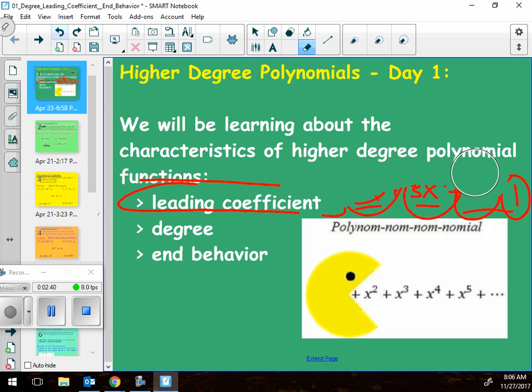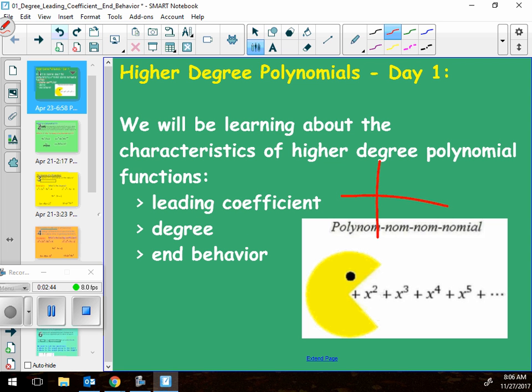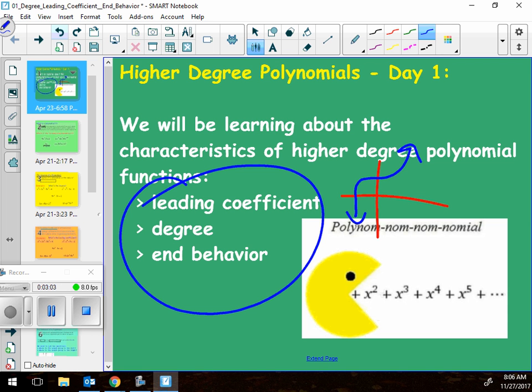The last thing is called end behavior. The ends of these graphs, we're just going to keep it really simple. Do you get there's the left side of this graph and the right side of this blue graph? And we're just going to call it up or down. On the right side it's up, on the left side it's down. That's all there is to it. So now that's the main topics for today.